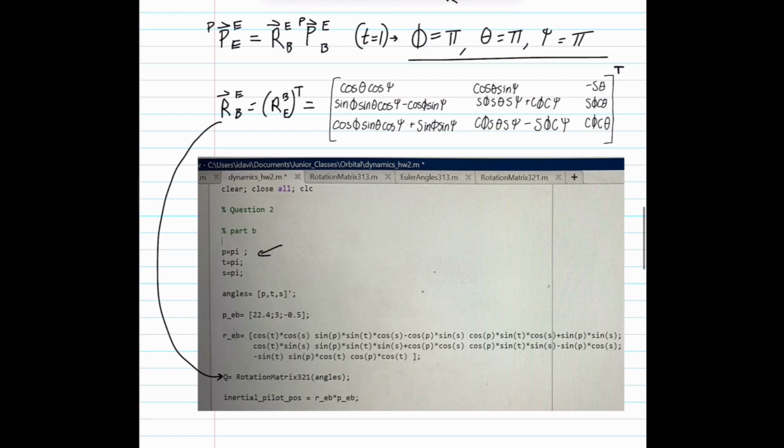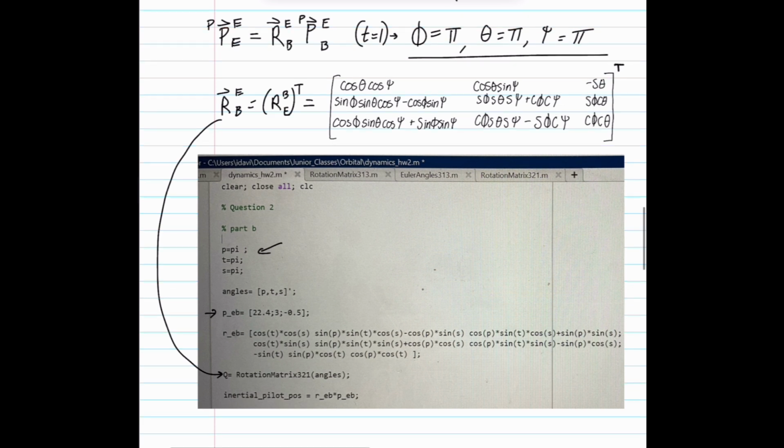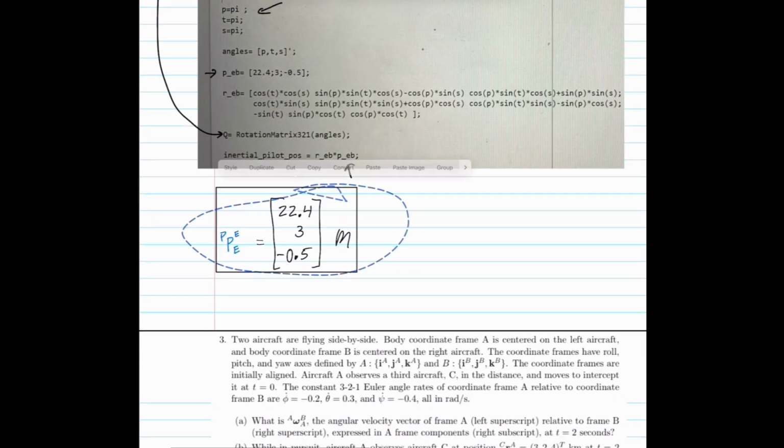And then we have our position vector that we're trying to rotate into a different frame, and that's what it is right there. And the multiplication of it is right there. And that matrix math gives us this vector, which is what they asked for. So does this answer make sense? Well, at first you might say, no, it doesn't make sense. Why is the position in the inertial frame the same as the position in the body frame?